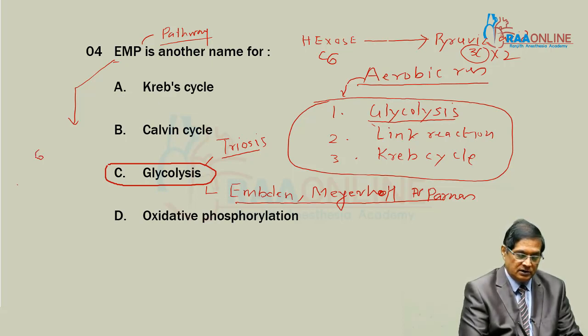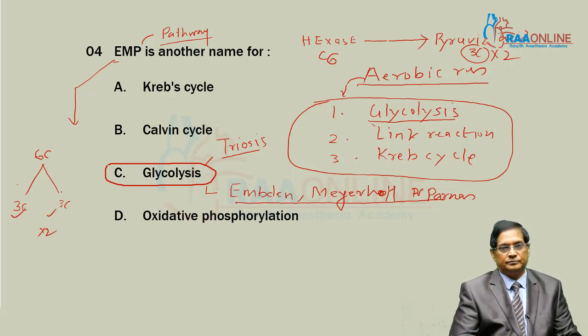6 carbon compound splits into 3 carbon compound, and how many molecules? That is 1 and 1. That is 2 molecules. So, hexose becomes triose by glycolysis. That's what is known as triosis.